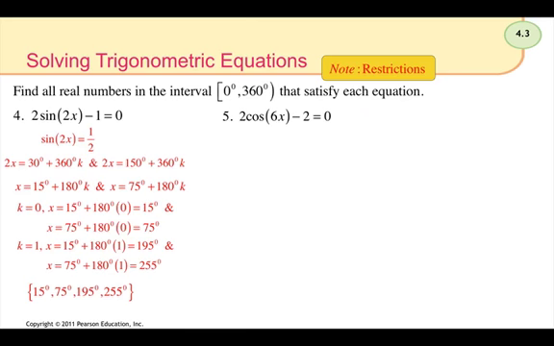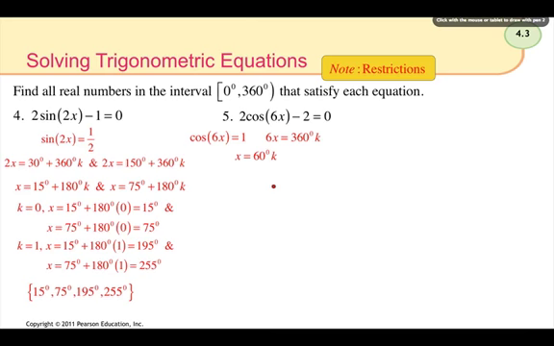Here's number 5. So my goal again is to solve for cosine of 6x. Once I do that, I end up with cosine of 6x equals 1. And then at this point, cosine of what angle gives me 1? It turns out to be 360, so that's why I have 6x equals 360k. From here, I'm going to solve for x, which means I'm going to divide both sides by 6, and I end up with the following.